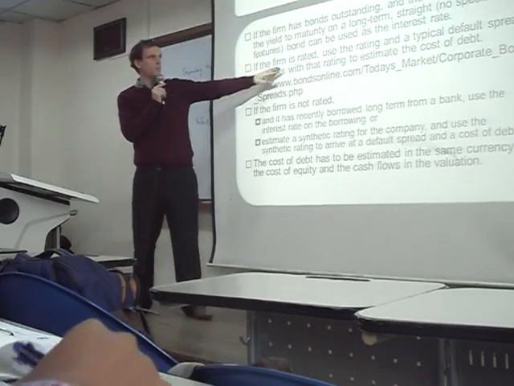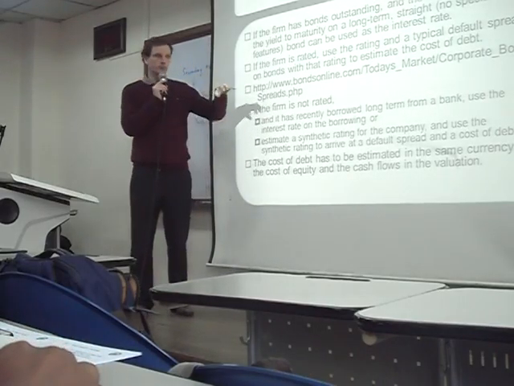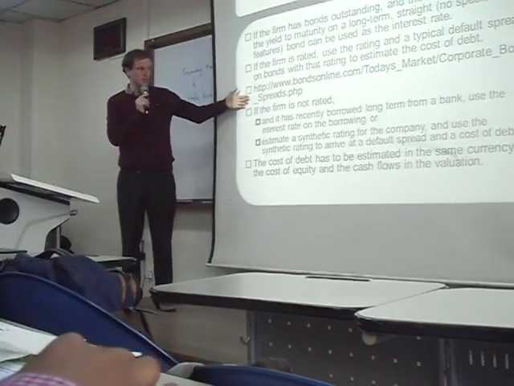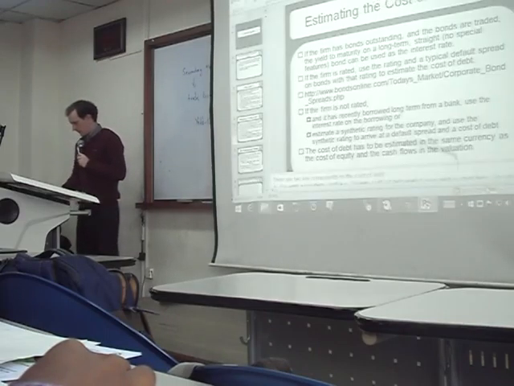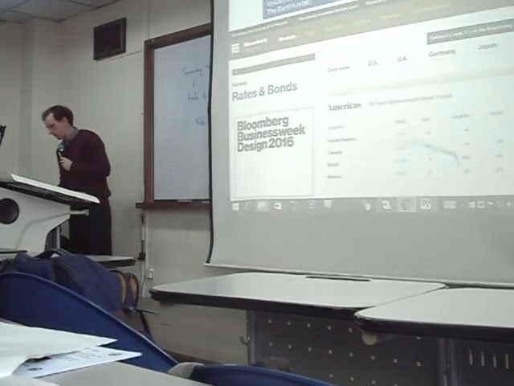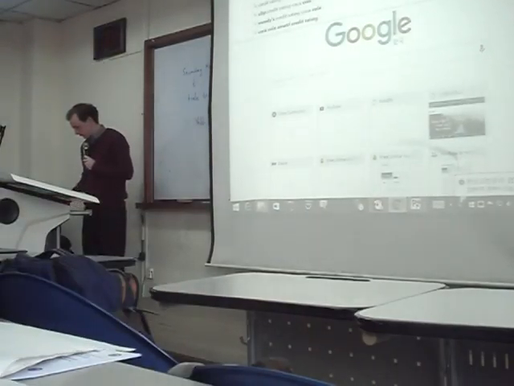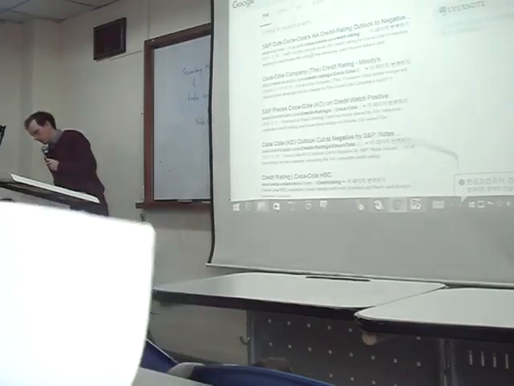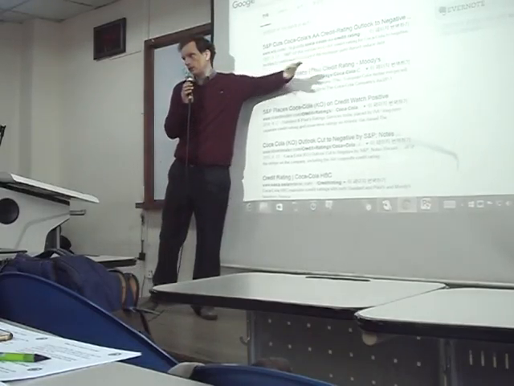The second way is if the firm is rated, use the rating and the table, just like we did for the countries. Use the rating and the table to estimate the cost of debt. So this was the table we looked at. If we can just type in here and see what happens. Credit rating, Coca-Cola. Okay, S&P credit rating, Coca-Cola. So AA. So it just took me 2 seconds. Okay? S&P has an AA credit rating for Coca-Cola.